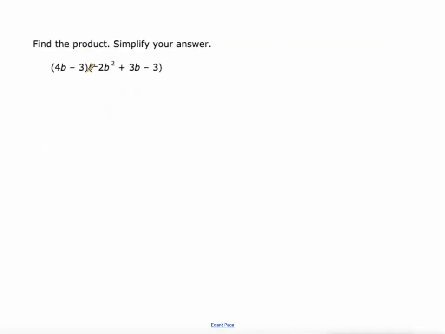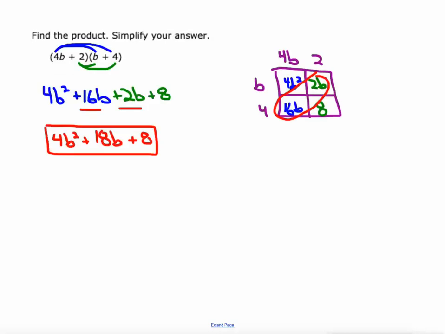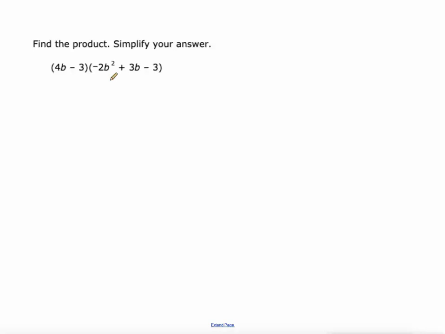All right, so finally we get into something a little new. In fact, you might have heard other people call this FOIL. First terms times each other, outside terms times each other, inside terms times each other, last terms times each other. FOIL, first, outside, inside, last. But I never really mentioned FOIL, although I just did, because it doesn't work in this situation. I always just talk about distributive property.